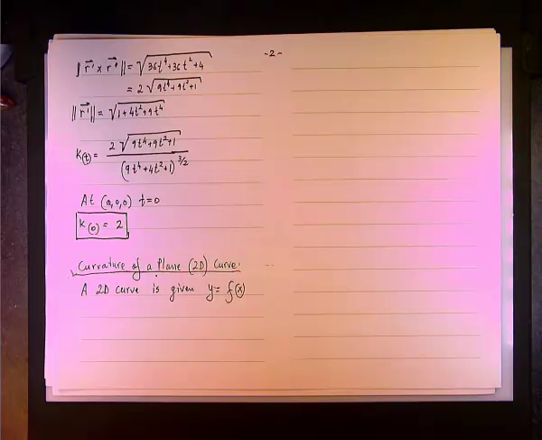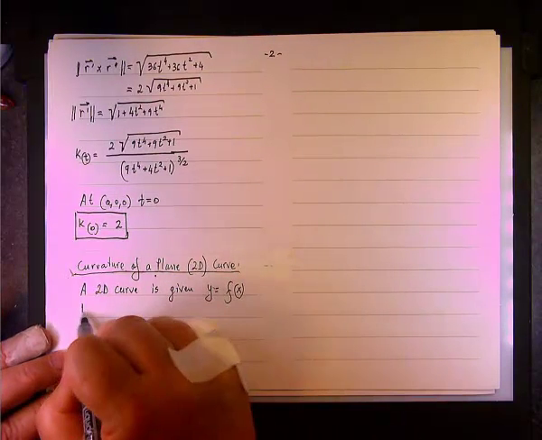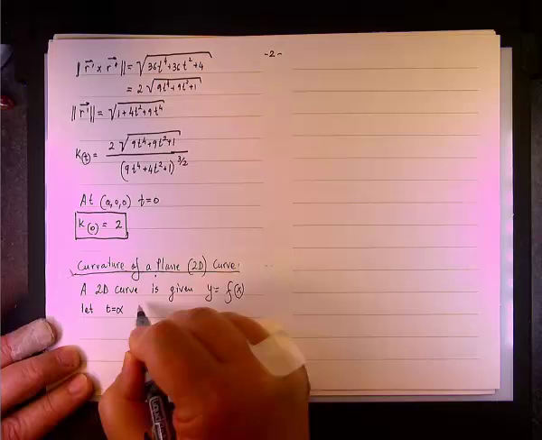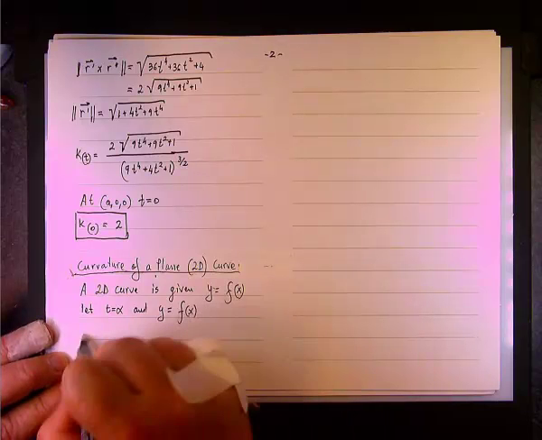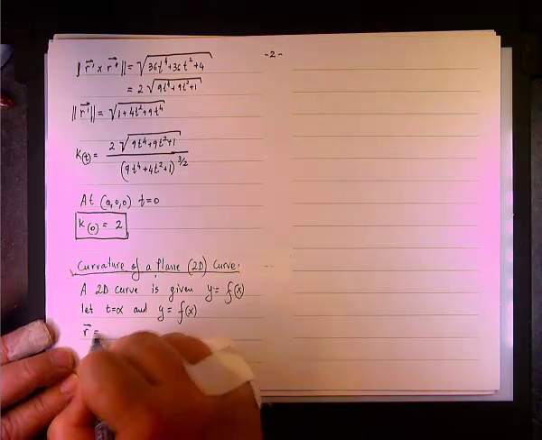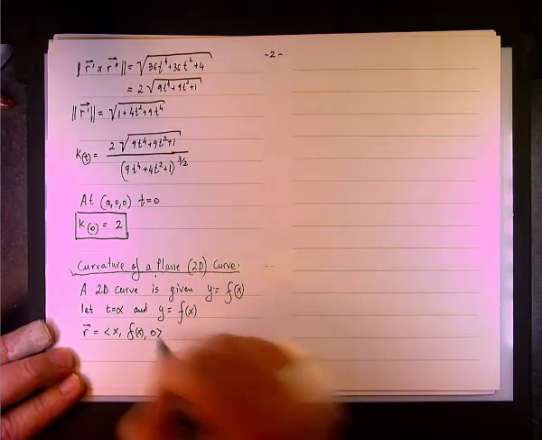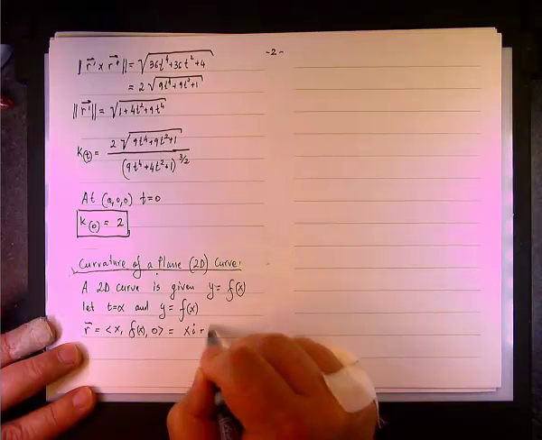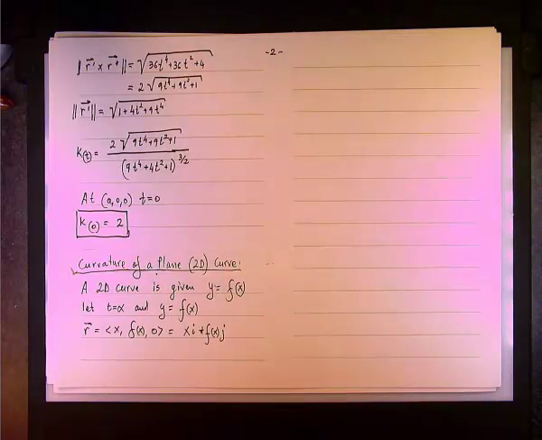This is what we call a real valued function, compared to a vector valued function. So if we want to write it in the parametric form, we let t equal x, and we let y equal f of x. And then the vector r in two dimensions, we can write as the vector x, f of x, 0. Or you can write it as x in the i direction plus f of x in the j direction.